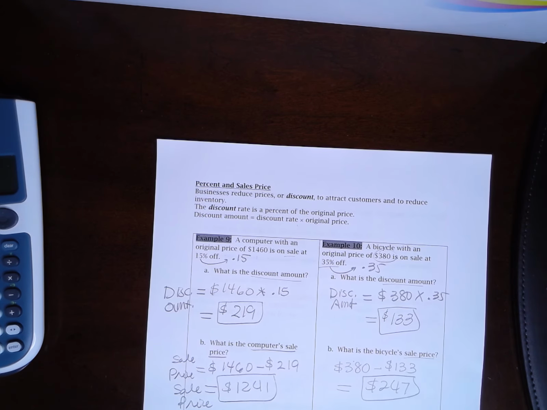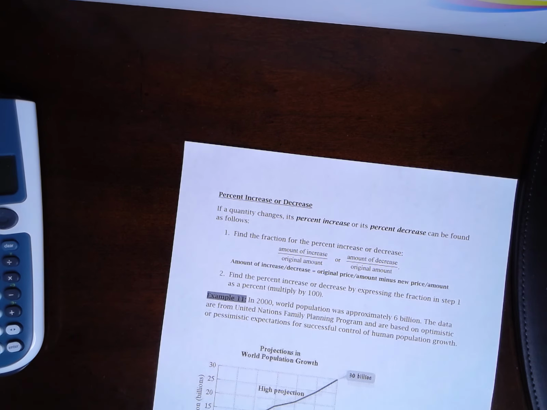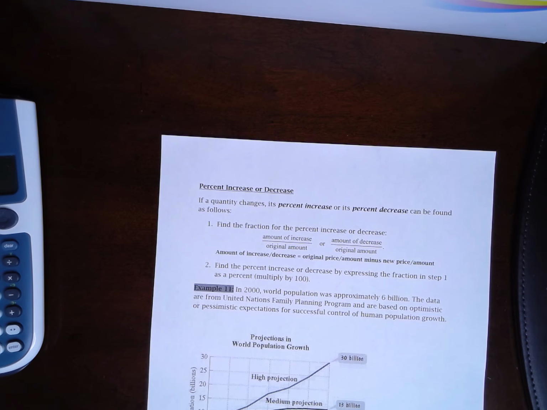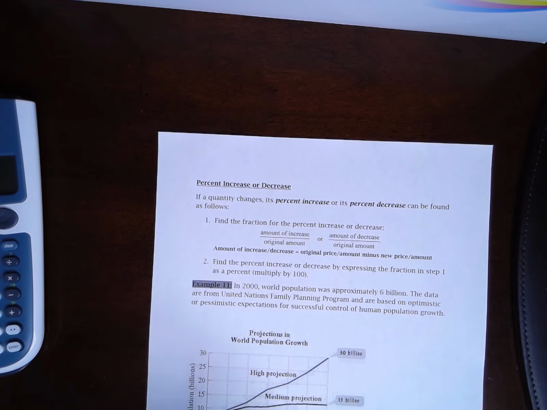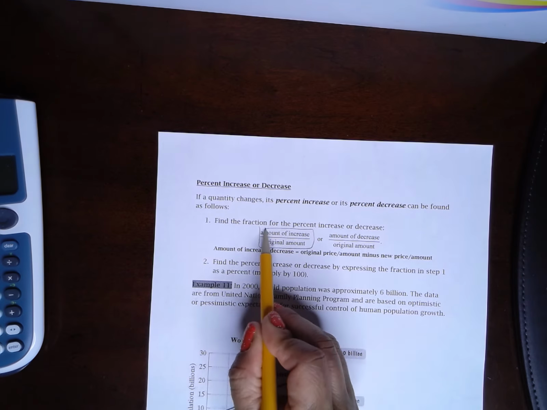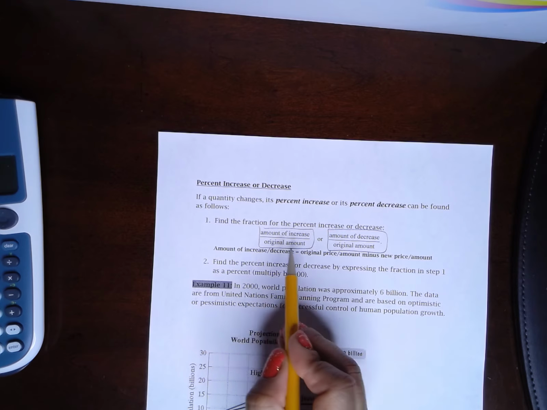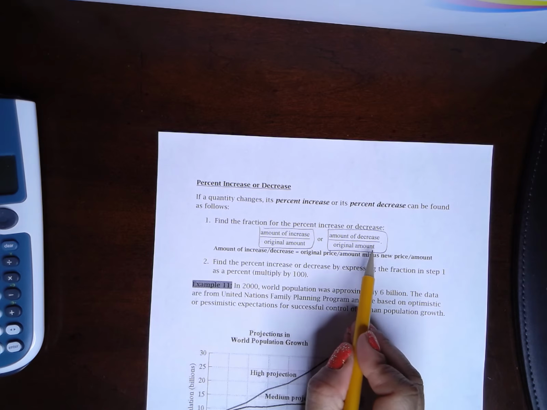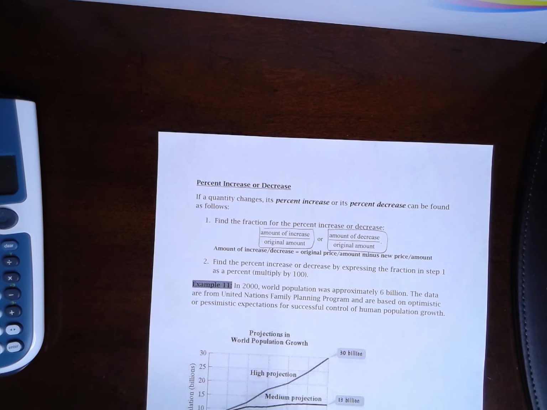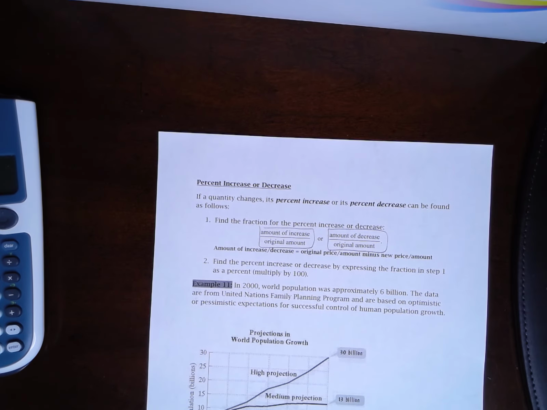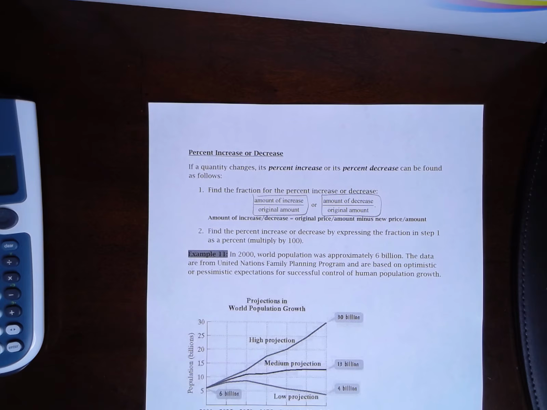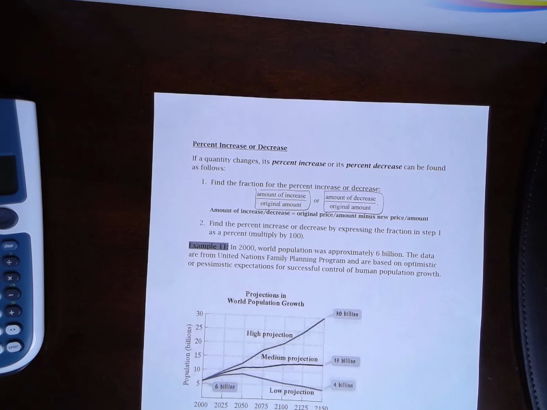Okay, so we go to the last page. Percent increase or decrease. So they both have very similar formulas. They're both based on dividing by the original amount. And the numerator is going to be the difference of what is the increase and what is the decrease.